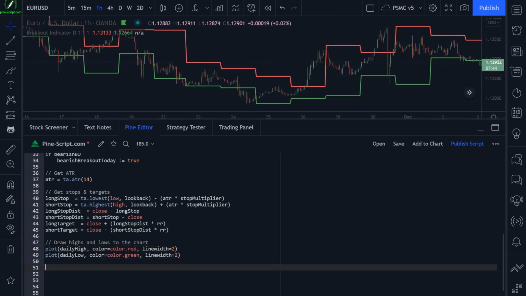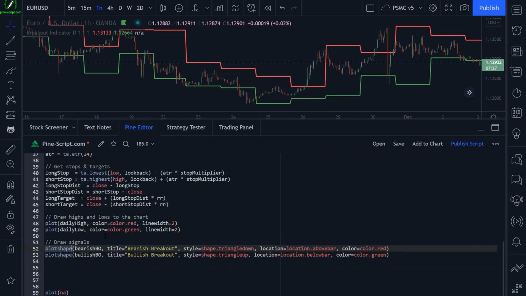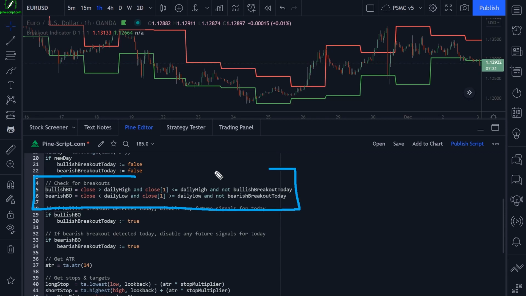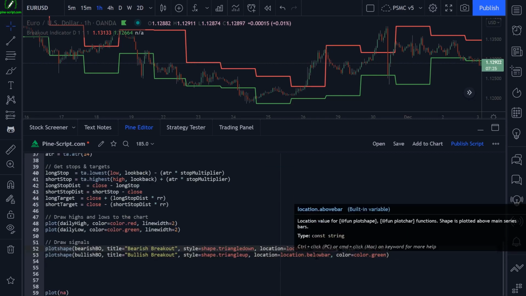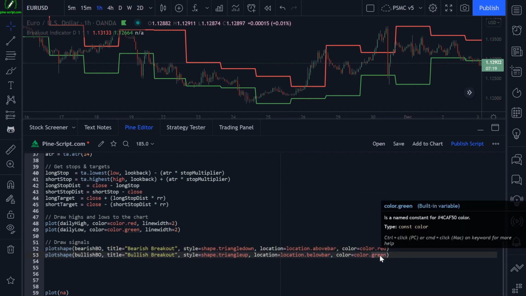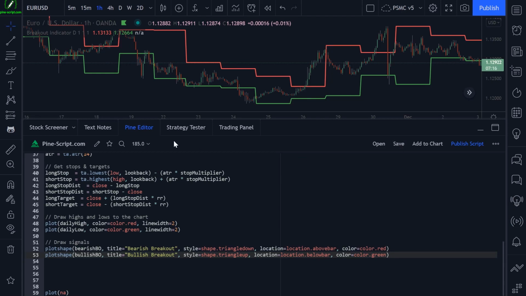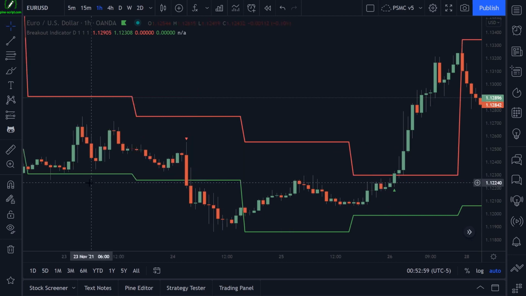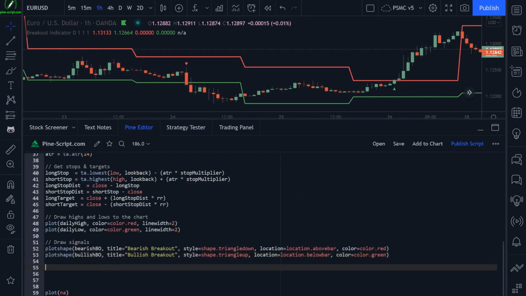The next thing we need to do is draw our entry signals or setup signals. So for that, I use the plot shape function. We're just checking bearish breakout and bullish breakout, which are these two variables here. And we're just drawing a triangle up and down, above and below the current bar with a color of red and green based on short and long breakouts. So let me save that code. And we should now be getting green and red arrows above and below bearish and bullish breakouts of the previous day's high and the previous day's low. So far, so good. The last thing to do here is draw our stops and targets.